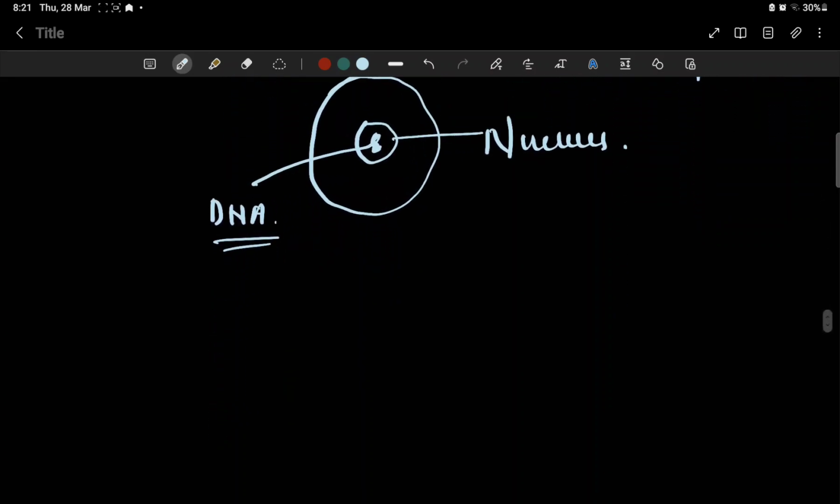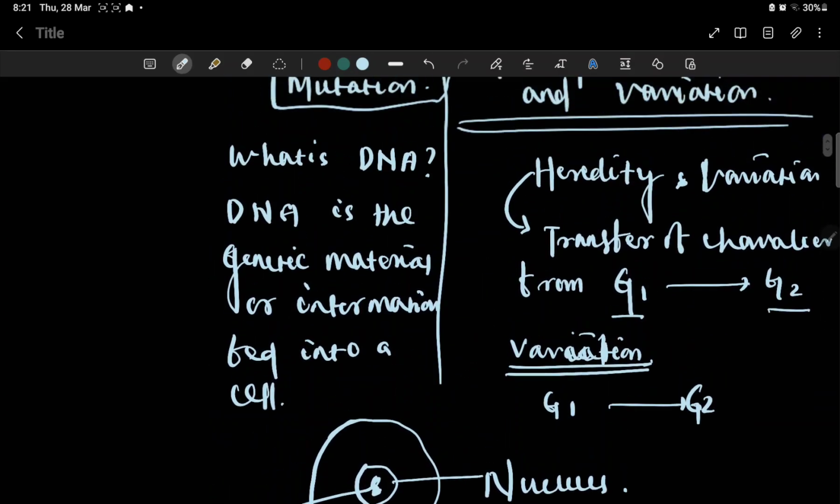DNA basically produces proteins. Proteins are the working hand of DNA, and DNA produces protein through which DNA works. DNA is the information, and when this information is translated, it becomes proteins. So we understood what is DNA.